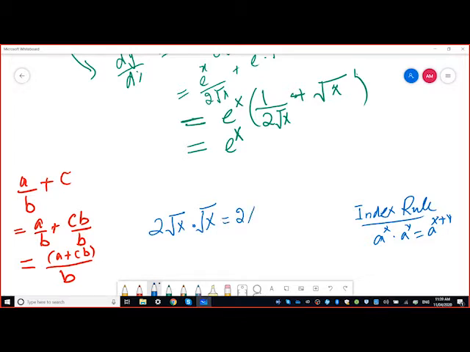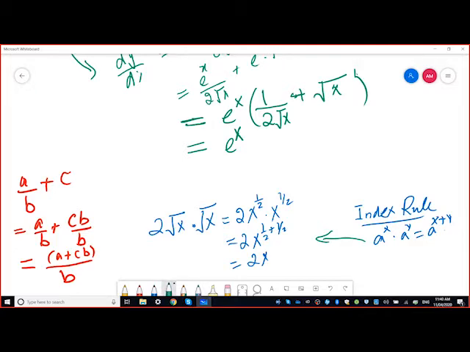So what is under root x if I have to write it in the form of power? Under root is x to the power of a half. x to the power of half times x to the power of half. Now we use this rule. So it becomes what? Half plus half, so this becomes 2x. You understand that?